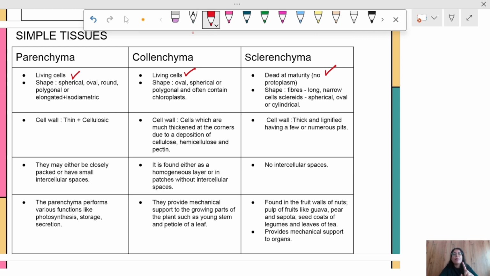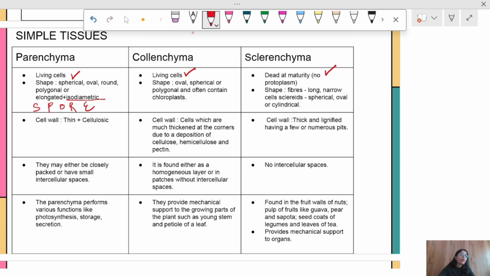You have to remember their shape also. You can see here they can be spherical, oval, round, polygonal, or elongated. So you can remember SPORE. Spherical, polygonal, oval, round, elongated. And more or less they all will have similar diameter. That's why the cells will be isodiametric. Please remember this, isodiametric cells. This is the feature of parenchymatous cells.